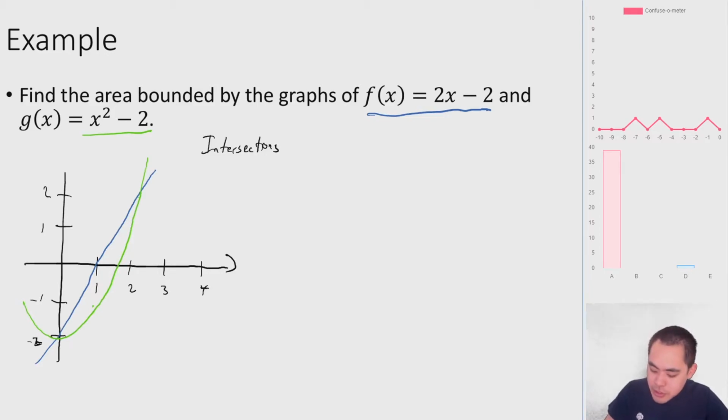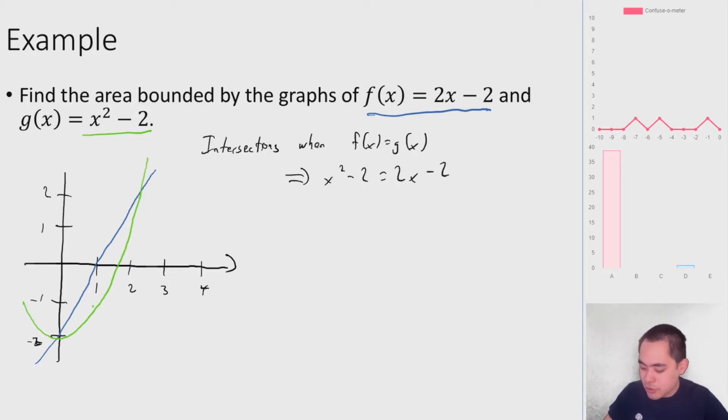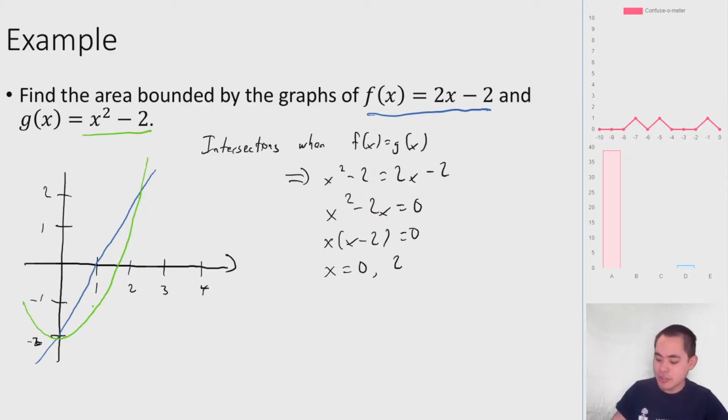So you have intersections when f of x is equal to g of x. So that implies that x squared minus 2 is equal to 2x minus 2. Well, you add 2 to both sides and subtract 2x from both sides. So x squared minus 2x is equal to 0. And you have x times x minus 2 is equal to 0. So x is equal to 0 and 2 at the intersections.